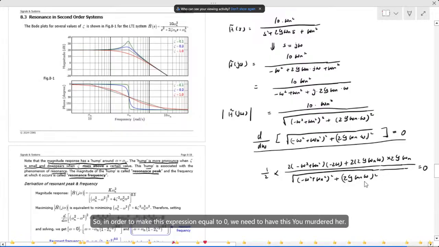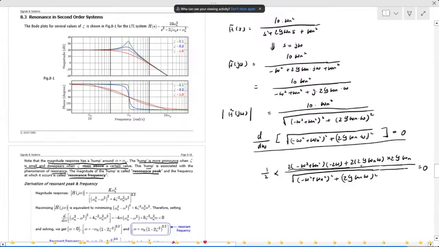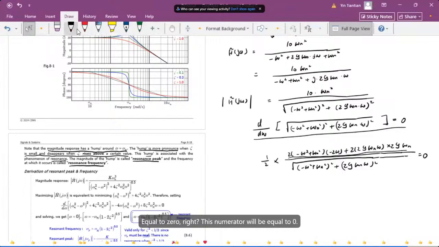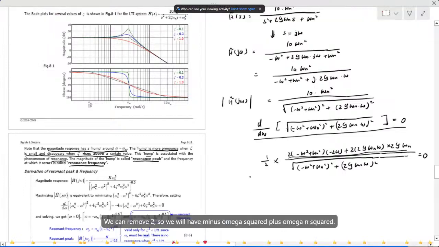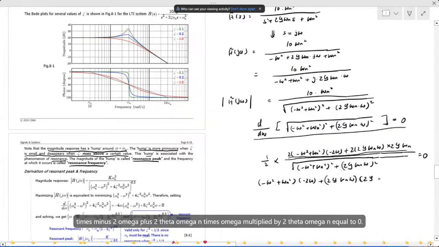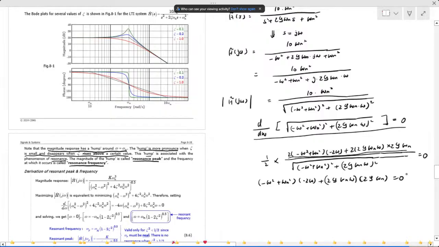So in order to make this expression equal to 0, we need to have this numerator equal to 0. Right? This numerator will be equal to 0, so that we can remove 2. So we will have minus omega square plus omega n square times minus 2 omega plus 2 theta omega n times omega multiplied by 2 theta omega n equal to 0.